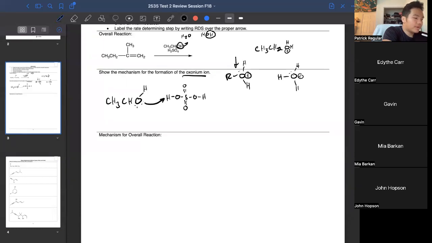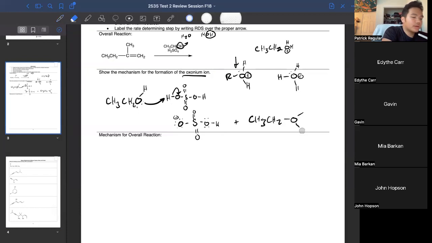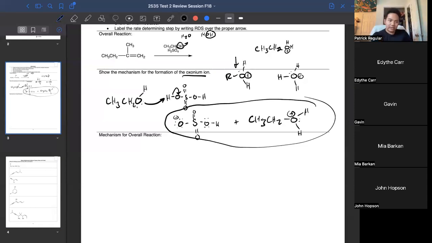Right here, that lone pair would attack that hydrogen. That lone pair would go back there. So what you would have left is going to be, don't forget formal charges. You have to write formal charges everywhere. Wherever there's a formal charge, you have to write it. And then you would have CH3, it's supposed to be 3, CH2, O. There we go. That's our oxonium ion. And there are two products. These are counterions. You have to include both. But that's the formation of the oxonium ion.